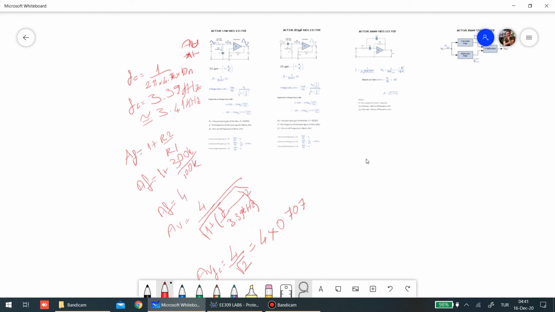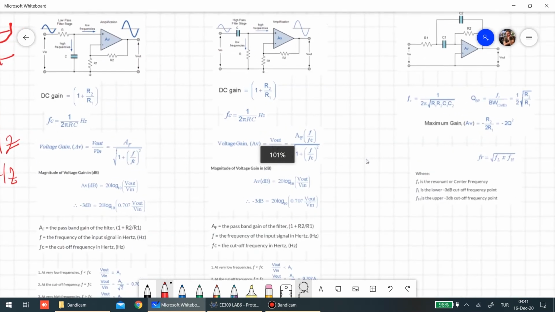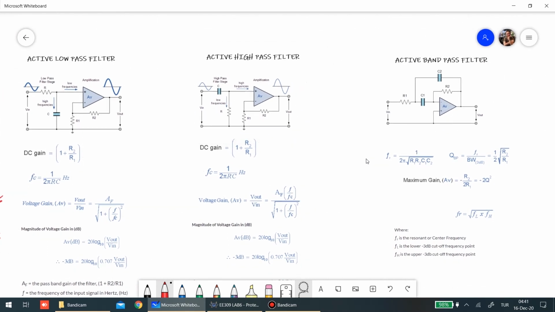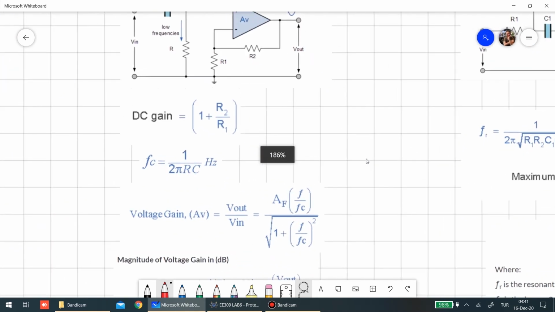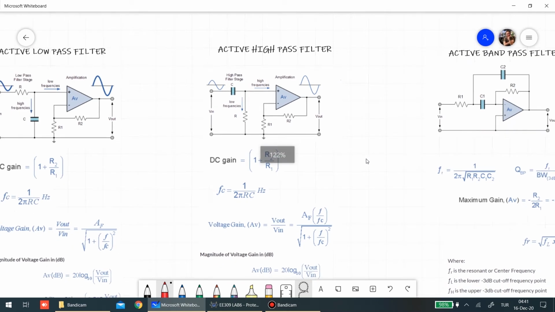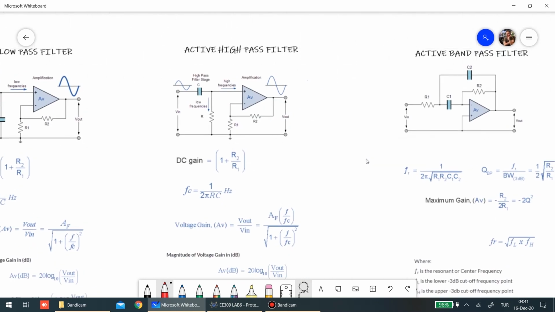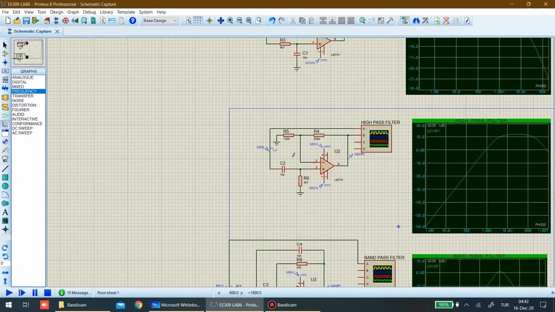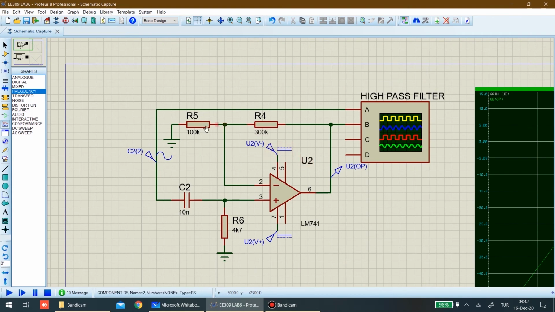Now, for our high-pass filter, we will do the same operations actually. What is the DC gain? Sorry, 4, because it's a non-inverting amplifier.